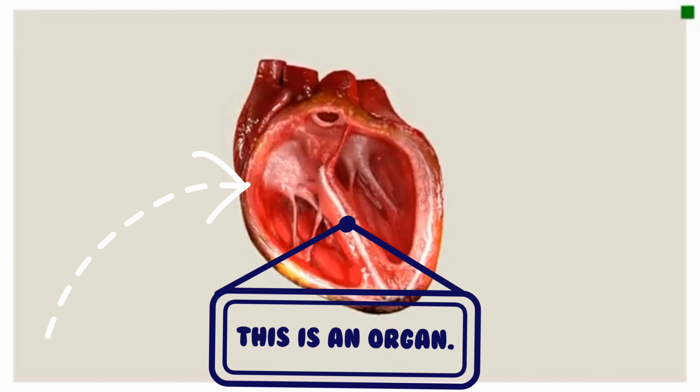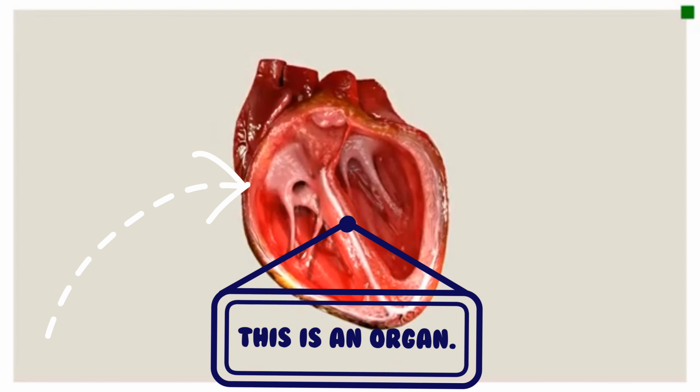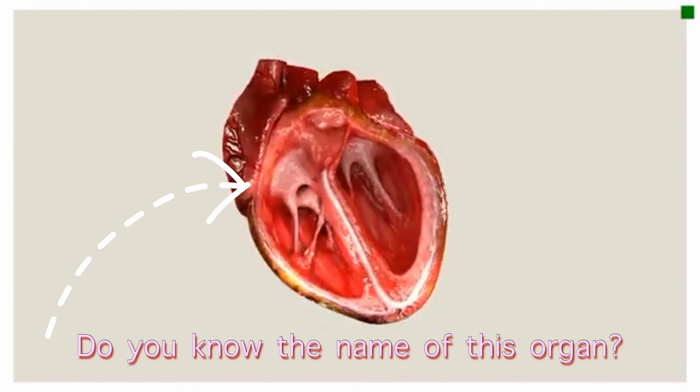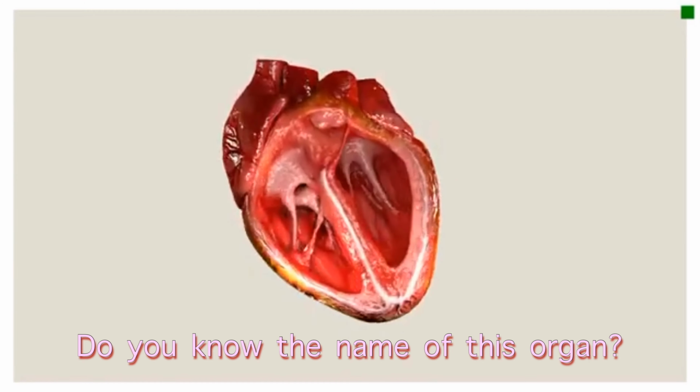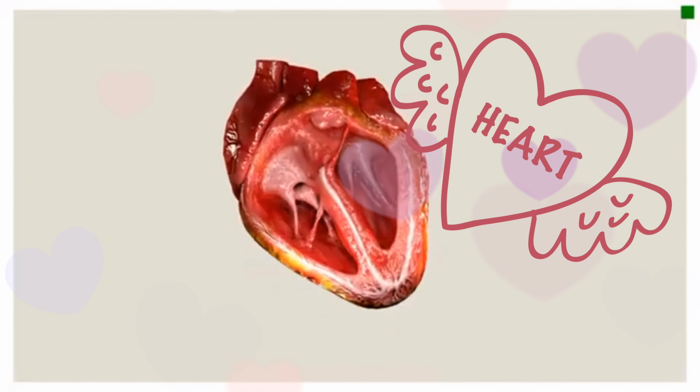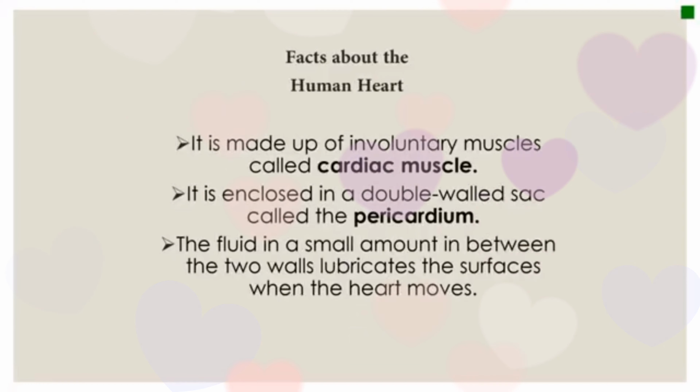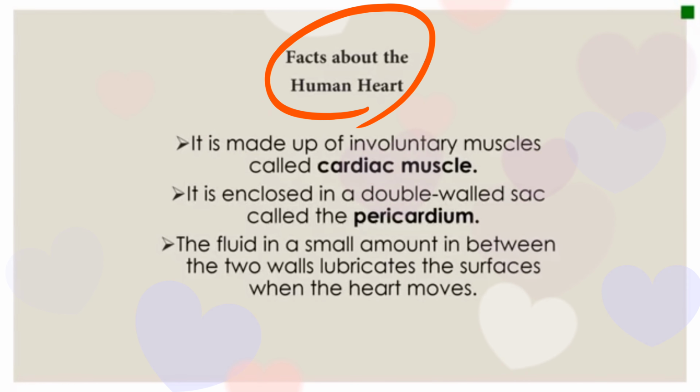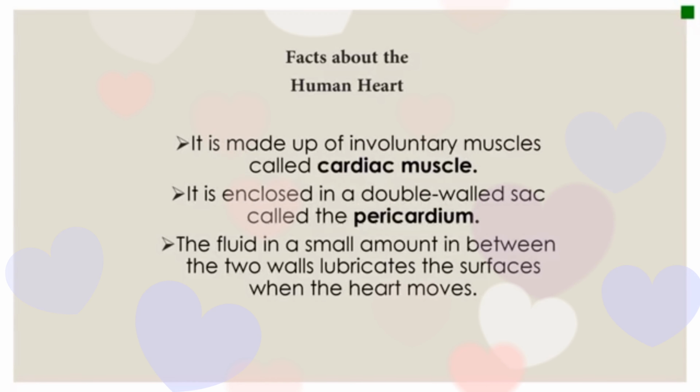So you can see here an organ, which is a very important organ in our body. Do you know the name of this organ? Very good. It's the heart. Now let's study some facts about the human heart. It is made up of involuntary muscles called the cardiac muscle. It is enclosed in a double-walled sac called the pericardium. And the small amount of fluid in between the two walls lubricates the surfaces when the heart moves.